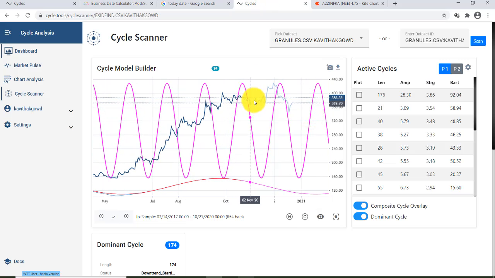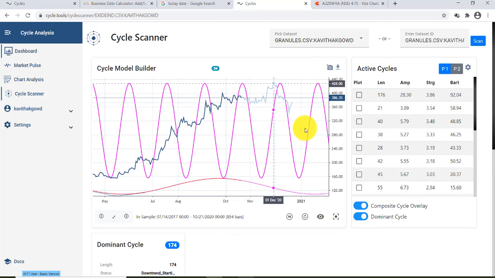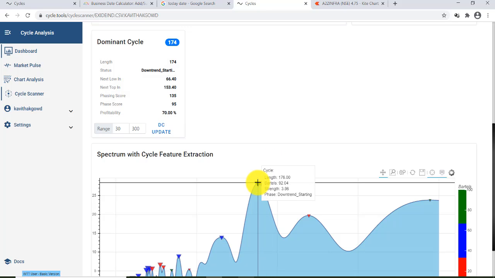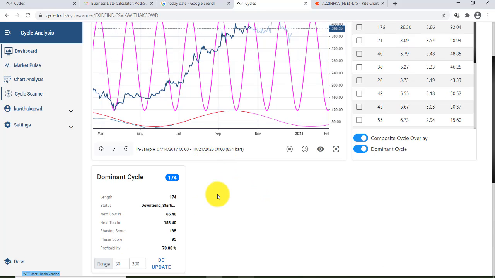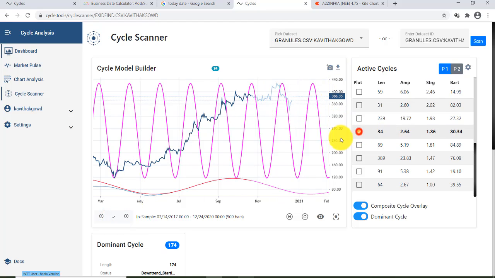So still the price is moving upward, you see. Still the price is moving upwards, even though it is mentioned that a bottom is about to happen. Then in 153 days, the top will happen. So as it is also a very accurate cycle, we can consider this one too. So for long term holding, Granules is the best option right now. So let's refresh the data set till the data we have.